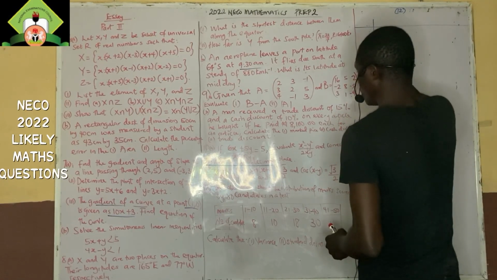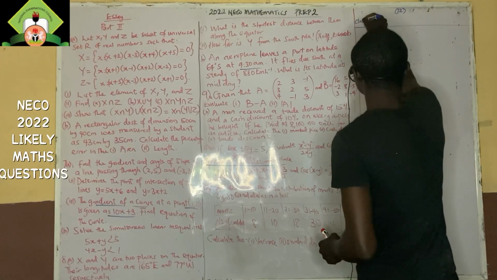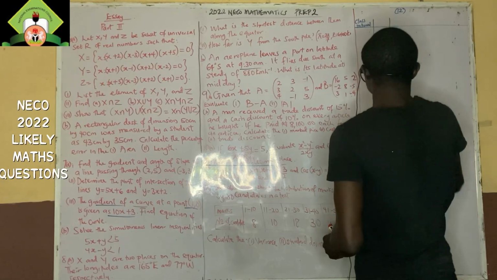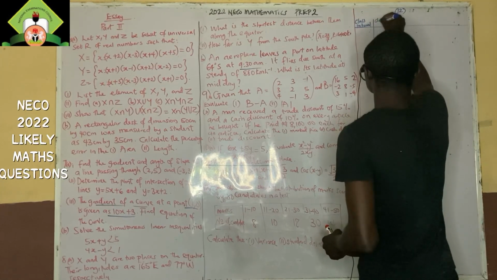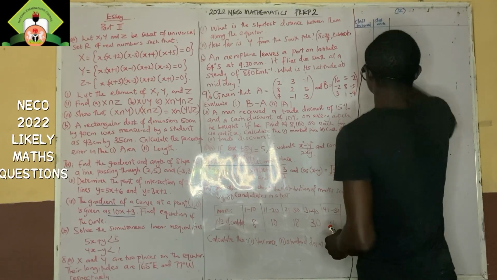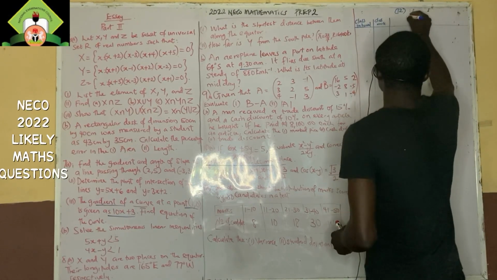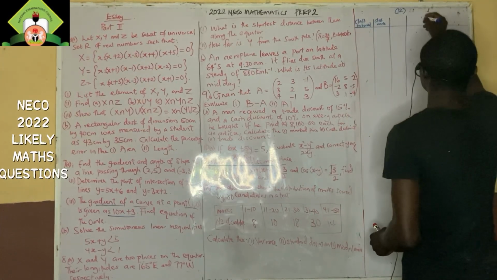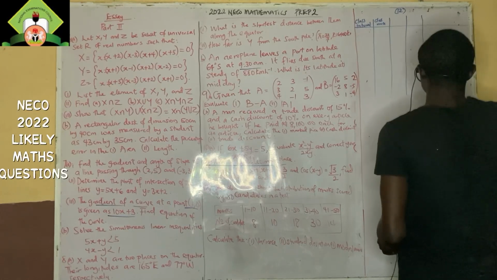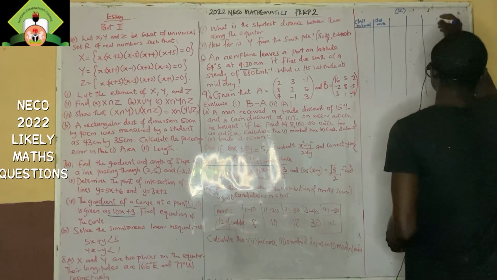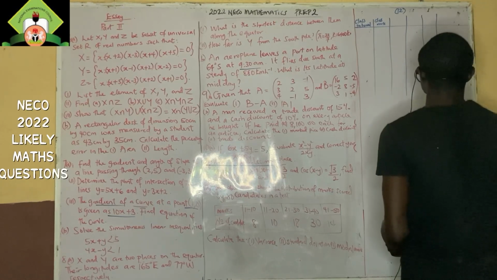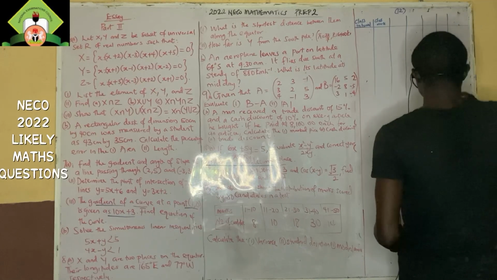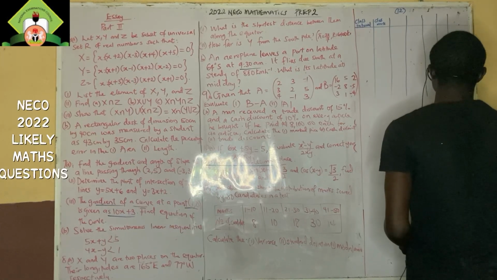The first one is the class interval for the marks. Next one is the class mark, which is the middle of the class. Then the frequency. Then we have the fx, which is very important. Then the x minus x bar, the x minus x bar absolute.